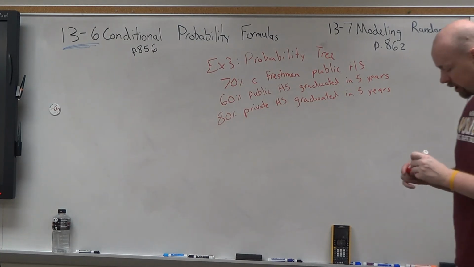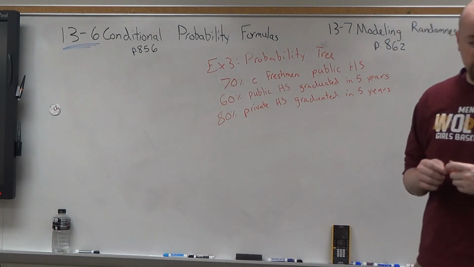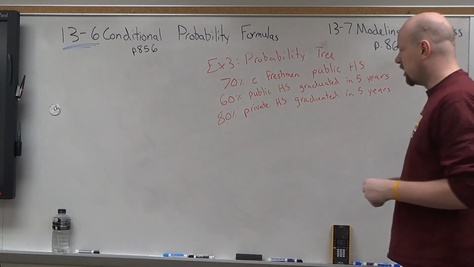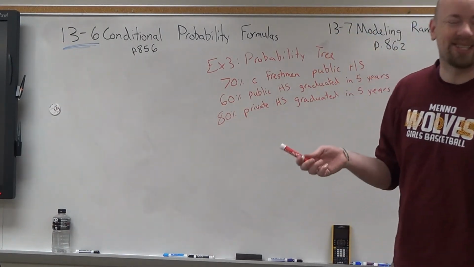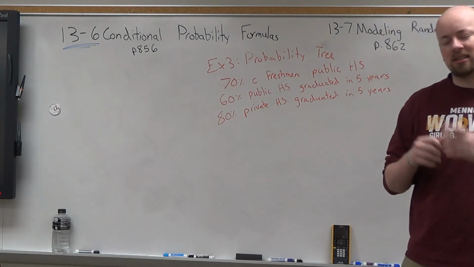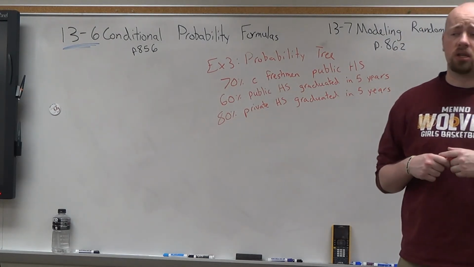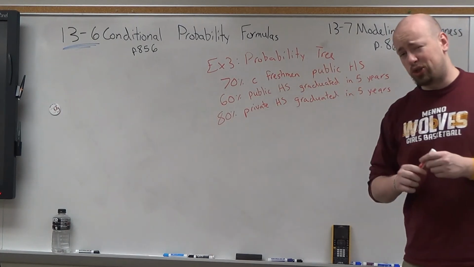So we're given a lot of information and it seems pretty goofy. I know you're probably going, Mr. Lane, 70 plus 60 plus 80, that's over 100%. And I would go, I agree, that's true. But what's happening is some conditional probabilities. That's why we use what's called a probability tree.